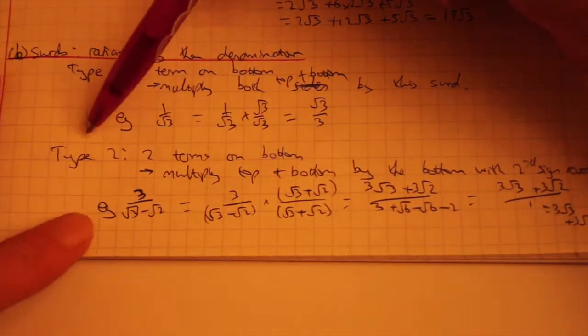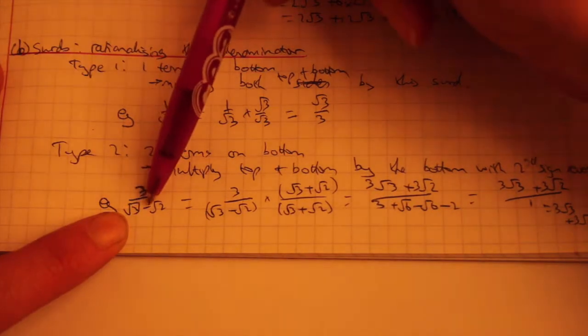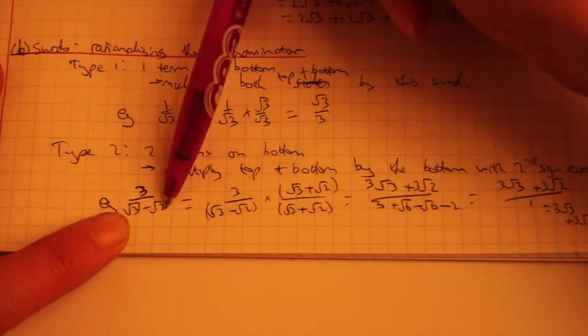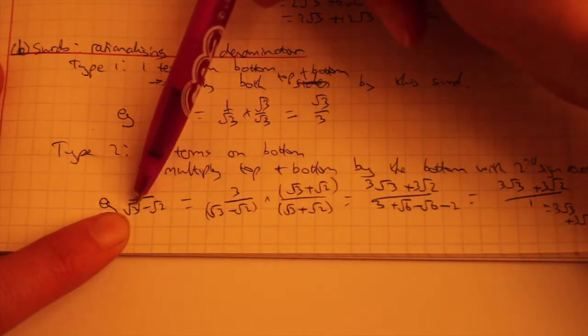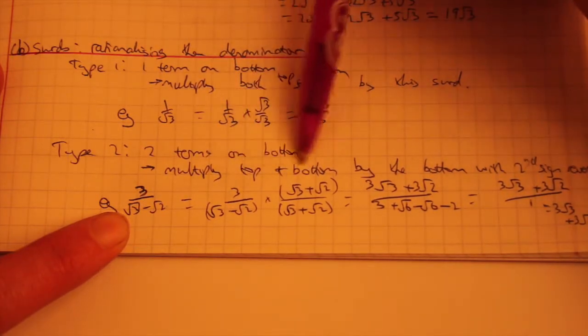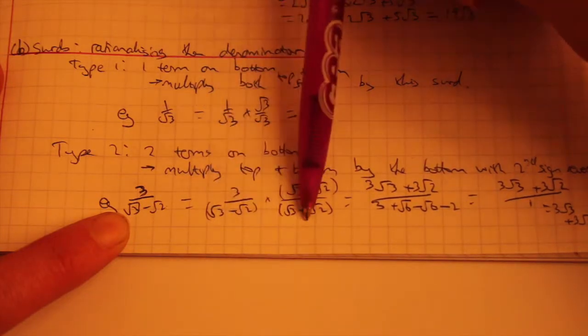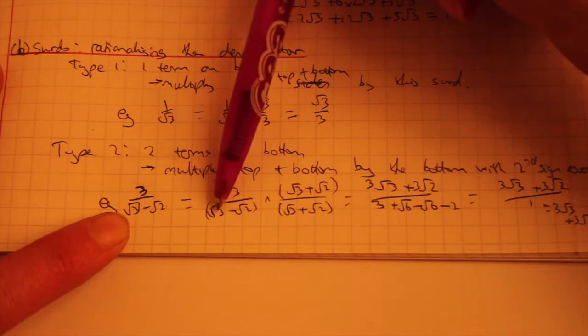And the second type is when you've got two terms in the bottom, like this one here, root 3 minus root 2. And what you do is you multiply the top and bottom by root 3 plus root 2. So that becomes 3 root 3 add 3 root 2. The bottom becomes root 9, which is an ordinary 3.